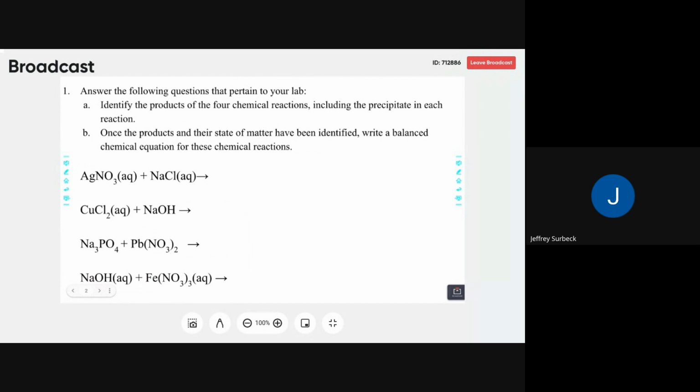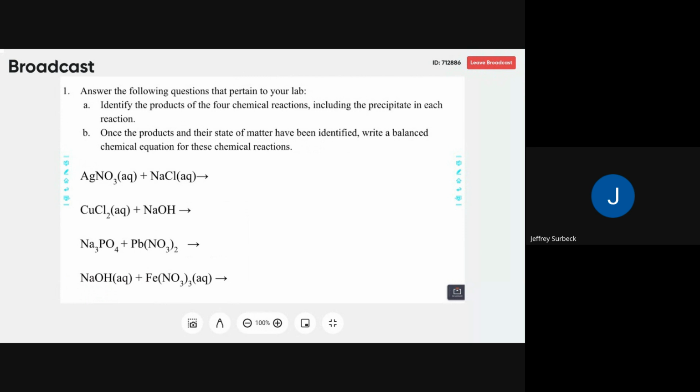On this, I just copied and pasted from question number 1, and it says identify the products. Also identify the precipitate, which is just a fancy word for what state of matter? Not solution, but solid. Okay, so our solid. Then we want to write a balanced chemical equation to complete this process.